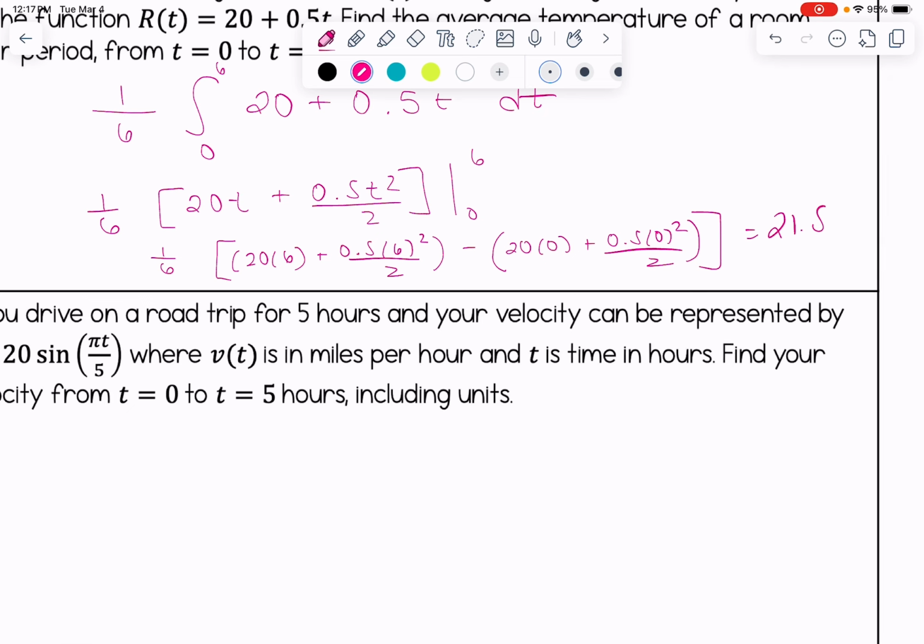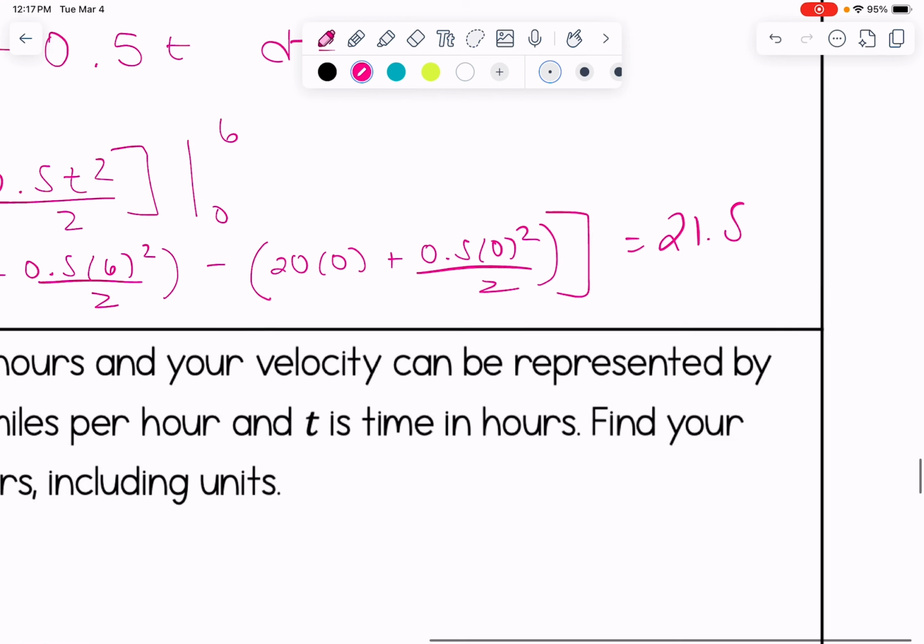Now, this question is asking for us to include units. So let's just think about what it's asking us to find. It says find the average temperature of a room. So our unit should be talking about temperature. And in this case, the unit for temperature in this problem is degrees Celsius.